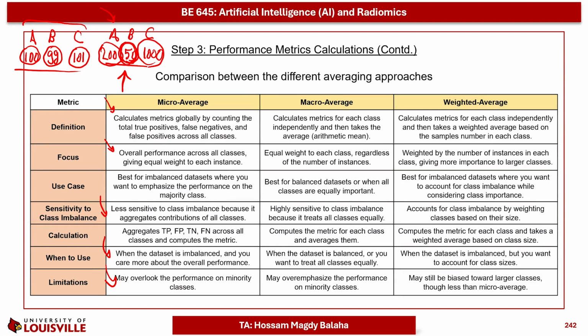So the idea here is, if the number of records per class is close to the others, then you can call this dataset balanced. Otherwise, it will be imbalanced.